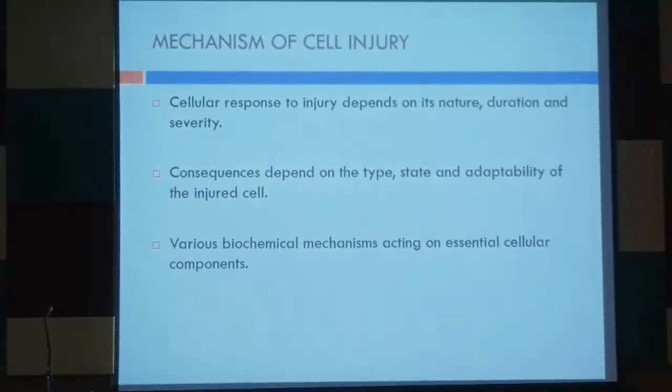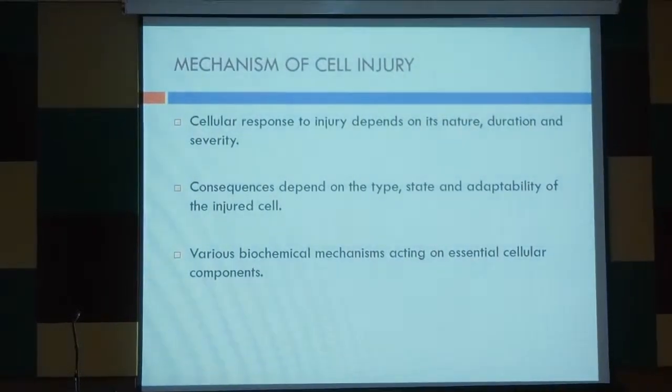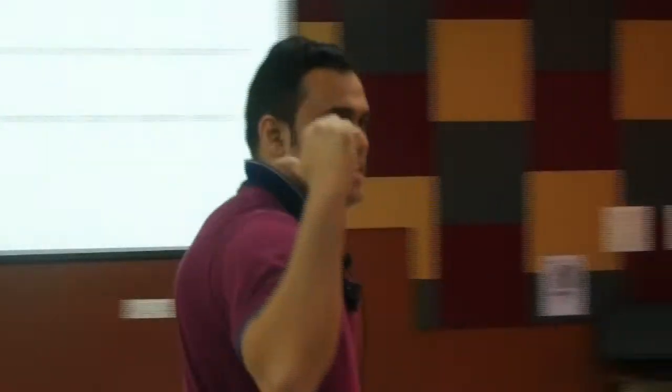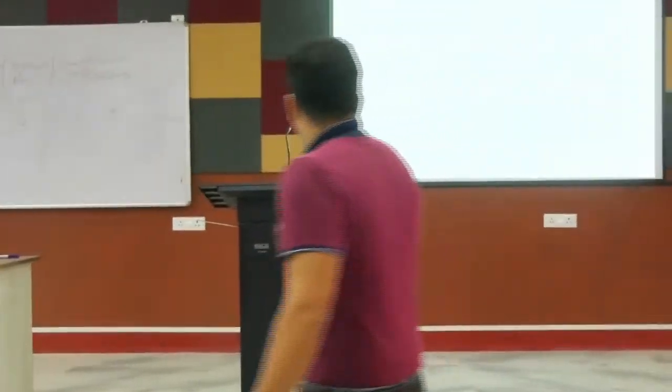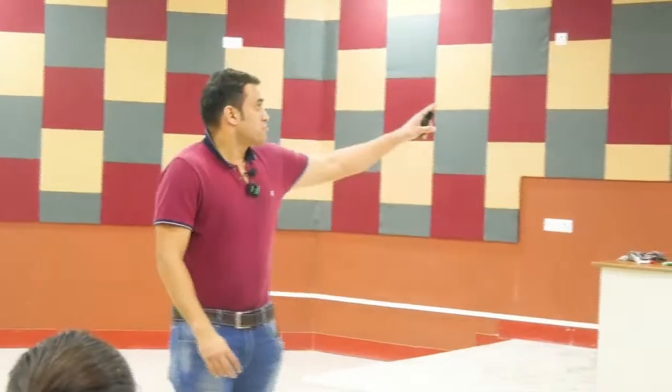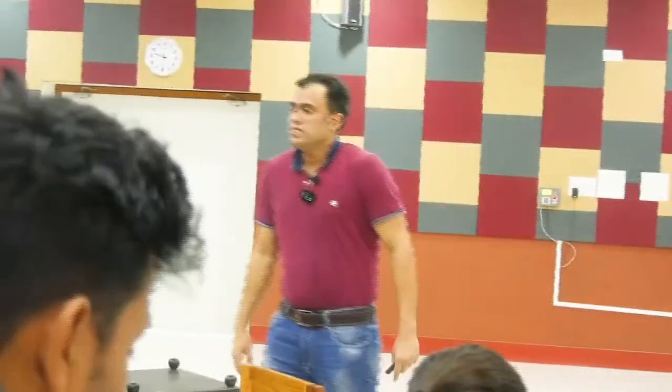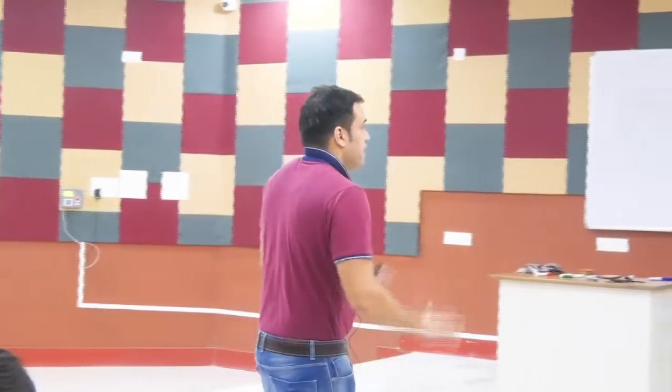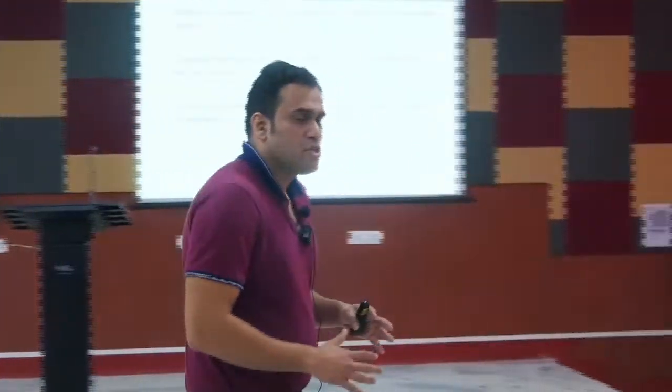And finally, various biochemical mechanisms. Cell injury also depends on various biochemical mechanisms which act on various cellular components. So is this slide clear? So these 3 points you must remember. Cellular response to injury depends upon the nature, duration, and severity of the injurious stimuli. Then consequences depend upon the type, state, and adaptability of the injured cell. And finally, manifestations will be after various biochemical mechanisms which act on various cellular components.